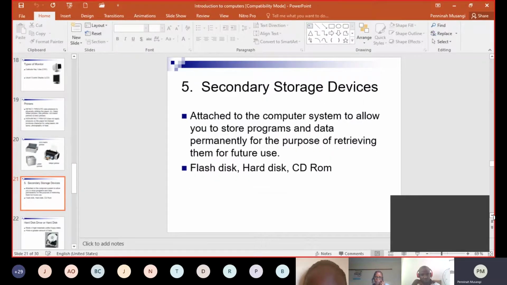Then still under hardware, we have the storage devices and more so the secondary storage devices. Secondary storage devices are attached to the computer system.